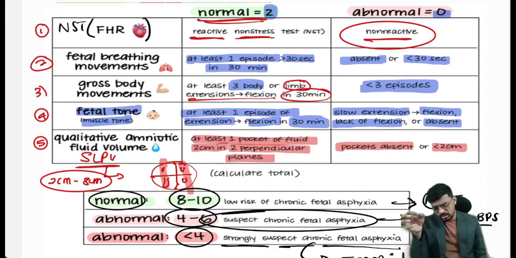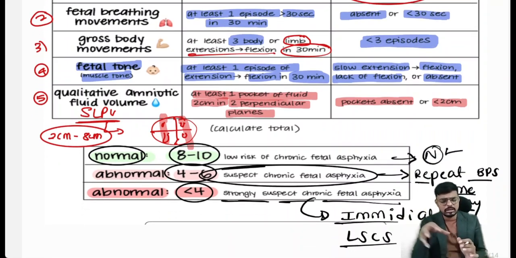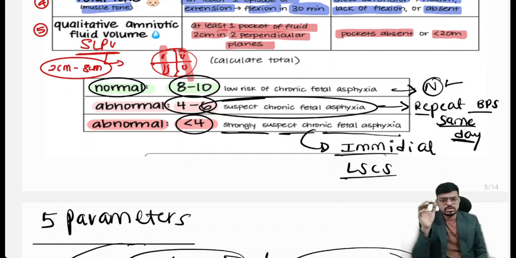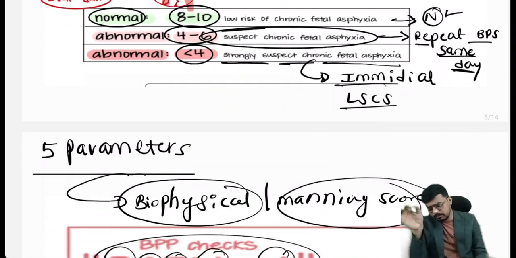If the score is 8 to 10 out of 10, that is normal, and there is no fetal hypoxia. If it is 4 to 6, that indicates a suspicion of fetal hypoxia, and at that time we have to repeat the biophysical score. If the Manning score or biophysical score is less than 4, then immediately go for LSCS. That is a very important thing.